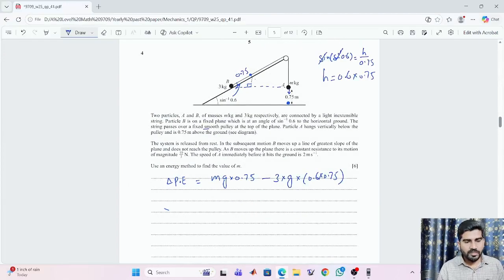Okay, similarly, we can find the change in kinetic energy. So change in kinetic energy will be equal to the kinetic energy of B, and it will be 1 by 2, mass is 3, times v squared. The velocity of this is given here. What is the velocity? It was given in the question. And you can see here the velocity of A, it was given, I think so. You can search it from the question.